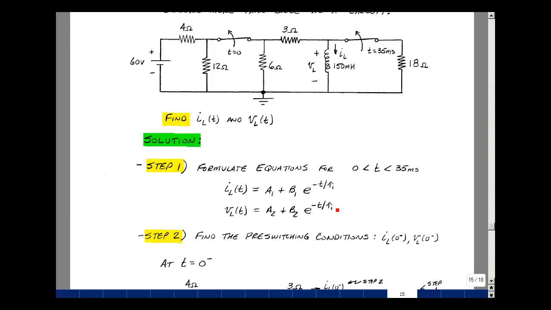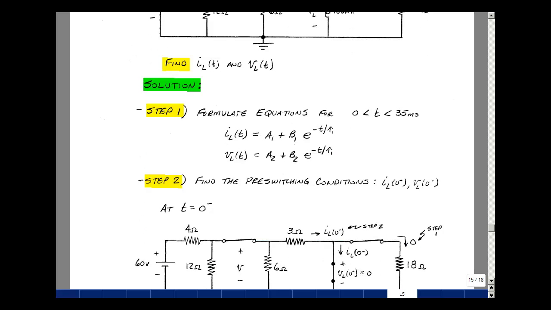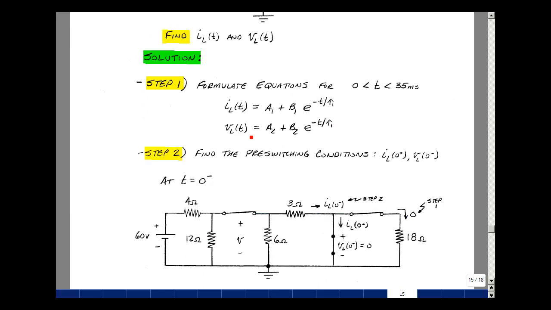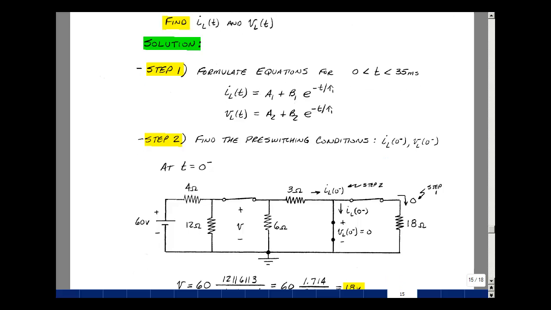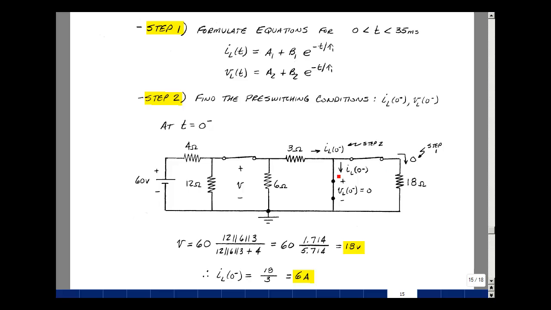Step 2 is to find the pre-switching conditions. Since we have these two variables, we're going to solve for the inductor current at 0 minus and the voltage across the inductor at 0 minus. Minimally we have to have the current, because this doesn't jump instantaneously. We're going to use that to solve for our constants A and B. At t equals 0 minus, both switches are closed. We assume that this inductor has been in the circuit a long time, so it looks like a short circuit, the current isn't changing, and so we have v equals L di/dt, and that will be equal to 0. And so that's my beginning.